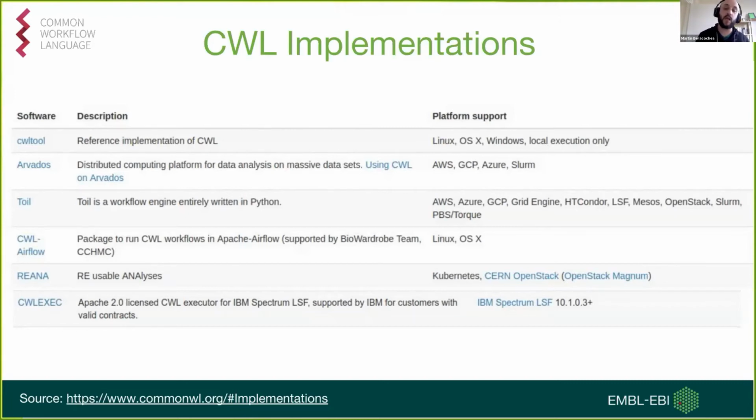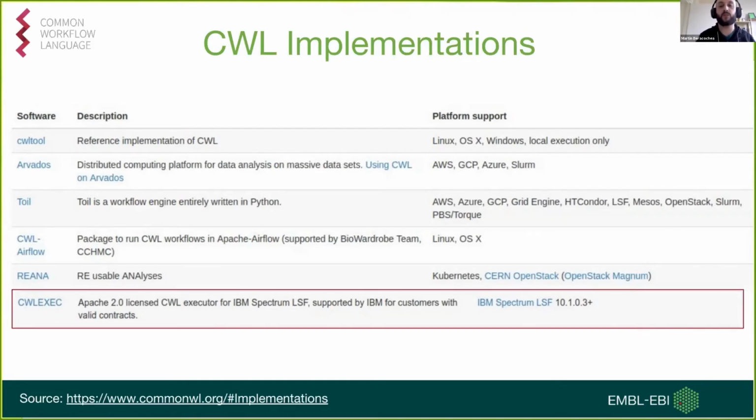So as we at EBI have a cluster that is using IBM Spectrum LSF, we went with CWLEXEC, which is actually developed by IBM. That was our first try to run a pipeline, but we bumped into an issue. This engine wasn't being actively developed, and it has a limit on how many jobs in parallel you can run. So that was a no for us, basically. You have to keep in mind that not every one of the CWL implementations out there will work for you. So we decided to go with one named Toil.